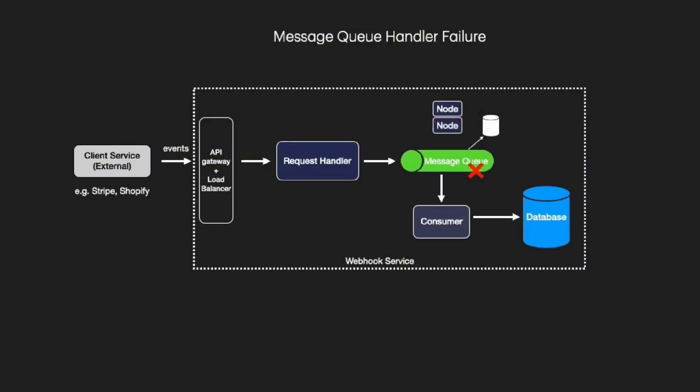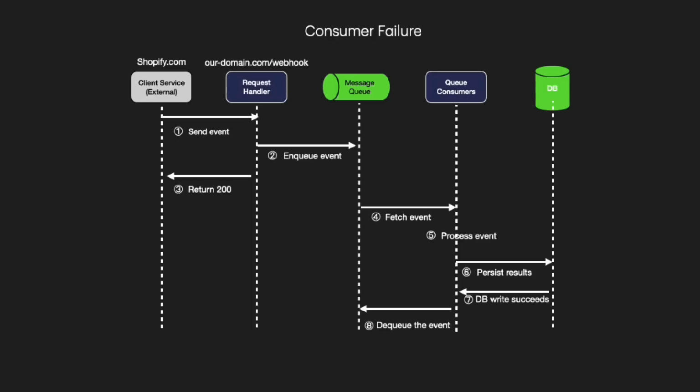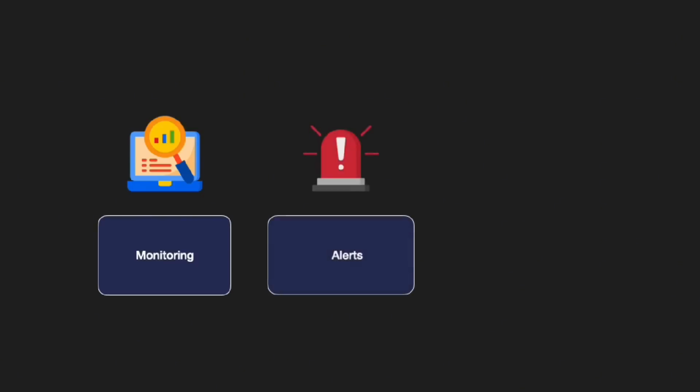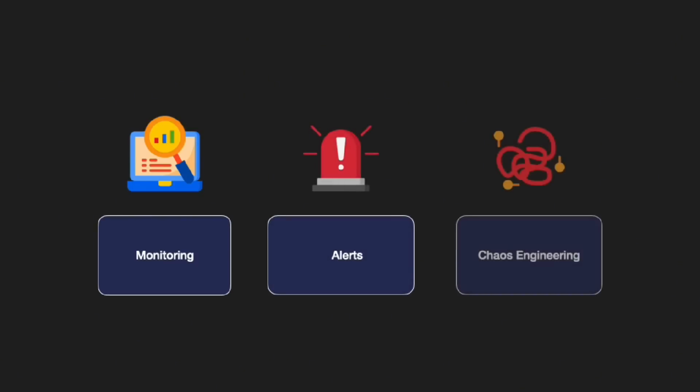If a queue consumer fails, multiple instances can take over, ensuring continuous operation. Message acknowledgement and dequeuing the message should only happen after successful processing and database storage. Finally, comprehensive monitoring, alerts, and chaos engineering can help identify and address potential issues before they impact the overall system.